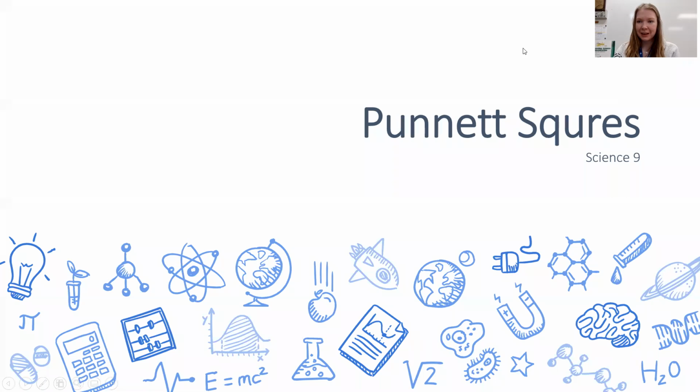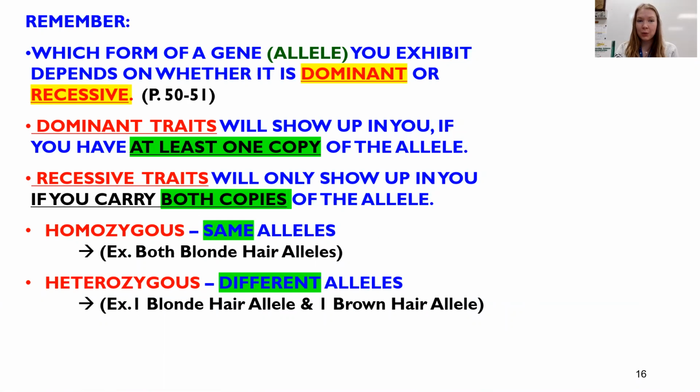All right, back here again for video lecture number 3, and in this video we will be going over Punnett squares. If you remember from the previous video, we went over what a dominant and recessive trait was. Dominant traits will show up if you have at least one copy of the allele. Recessive traits will show up only if you have both copies of the recessive allele. We also talked about homozygous and heterozygous alleles. Homozygous are two alleles that are the same, and heterozygous is two different alleles.